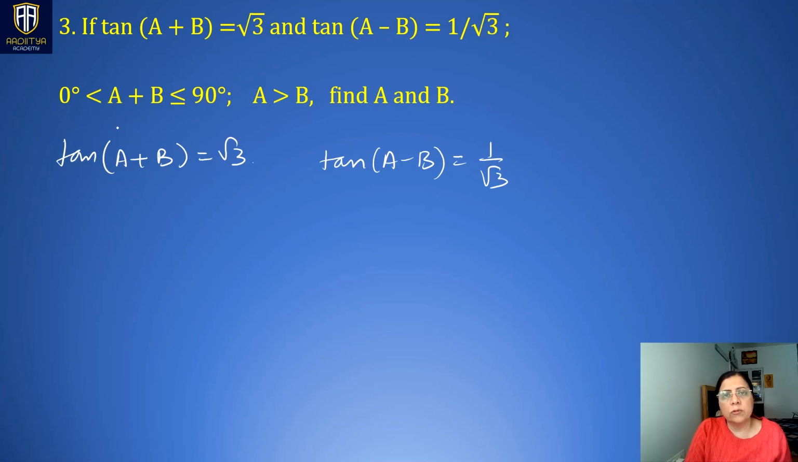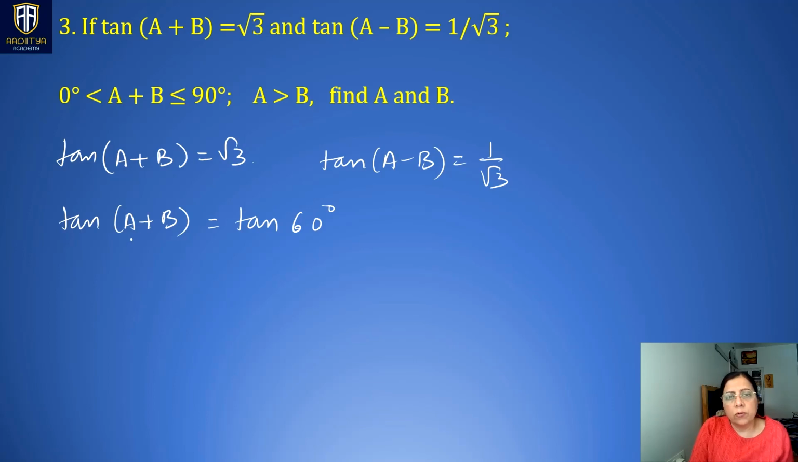So we have to look for the values we have learned till now. Now tan of A plus B is equal to root 3. Now we have to look for the value of tan where we get root 3. That is equal to 60 degrees. So root 3 can be replaced by tan 60 degrees. Why have we done that?